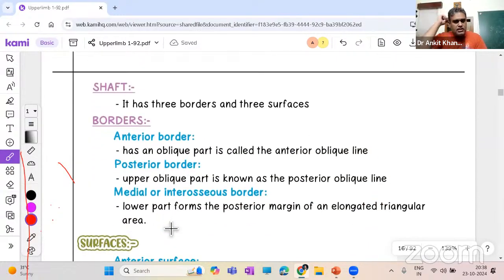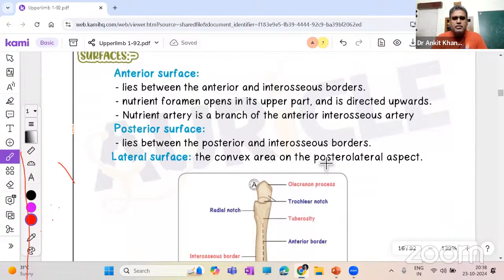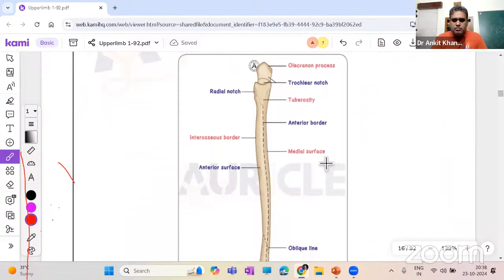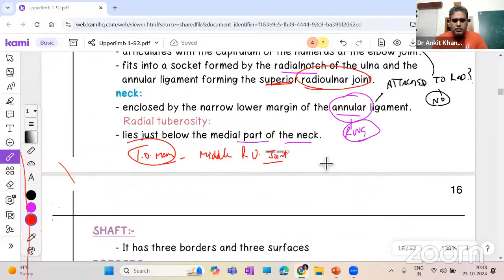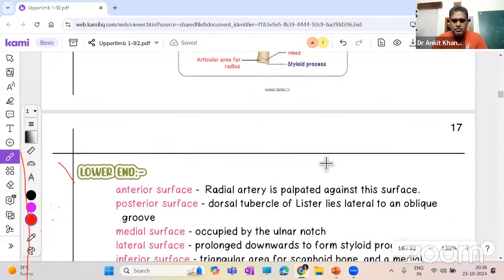Shaft has 3 borders and 3 surfaces. We're not going into detail of it, but for understanding, remember that in radius we have a sharp middle interosseous border. Just by lifting the bone, it is self-evident how sharp it is, and it will help understanding. And the surfaces, and this is the bone over here, the features over here. We have reached the ulna now.